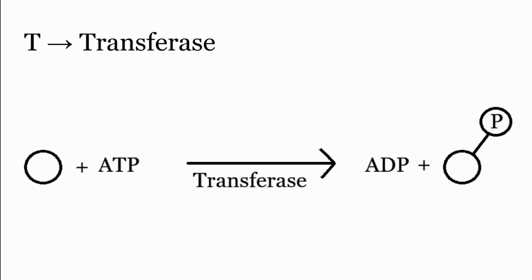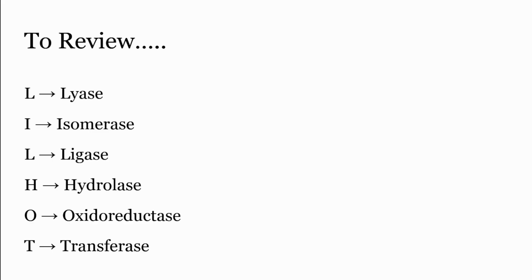Finally, we have transferase. Transferases move functional groups from one molecule to another. For example, kinases transfer phosphate groups. The reaction shown here is a general illustration of group transfer. It's not meant to represent one specific named reaction, just the overall concept that transferase moves functional groups from one molecule to another.